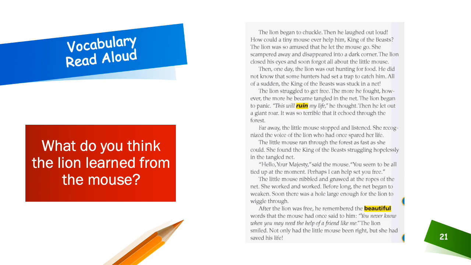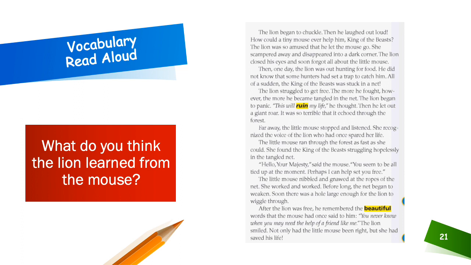Far away, the little mouse stopped and listened. She recognized the voice of the lion who had once spared her life. The little mouse ran through the forest as fast as she could. She found the king of the beasts struggling hopelessly in the tangled net. Hello, your majesty, said the mouse. You seem to be all tied up at the moment. Perhaps I can help set you free.